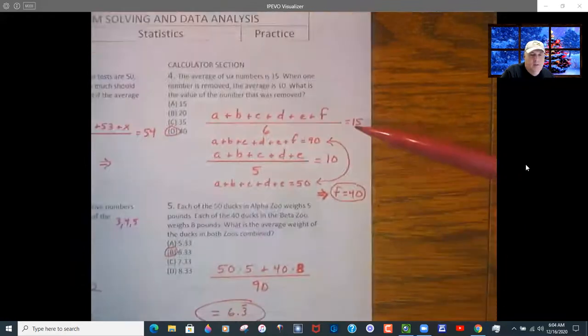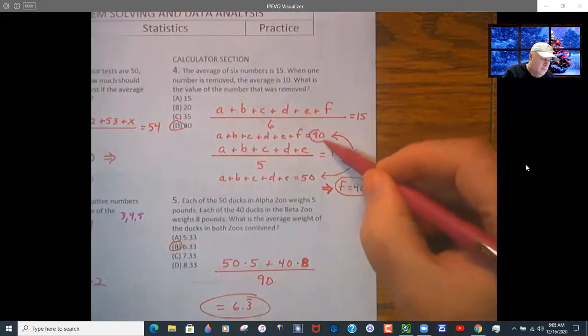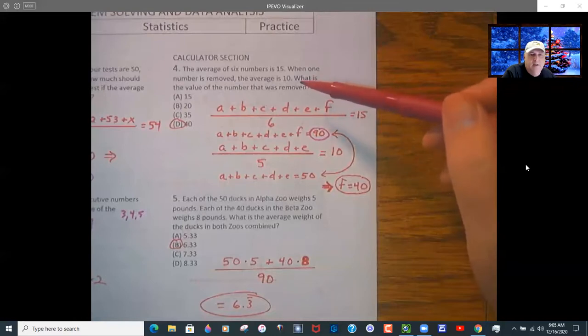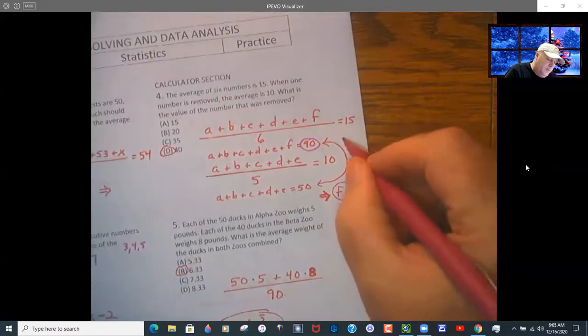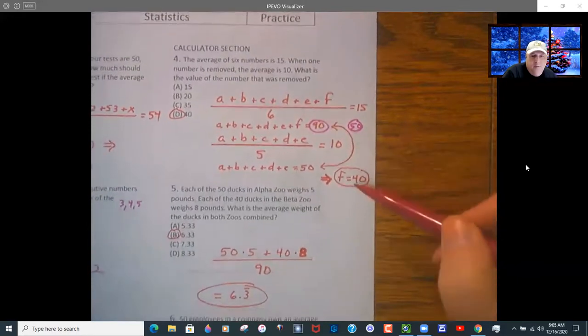All right, so here, I kind of really made this more difficult than it was. The average of 6 numbers is 15. So their sum is 90. That's right here. When one of the numbers is removed, the average is 10. So now the sum is 10 times 5, which is 50. Okay, so what is the value of the number that was removed? So the new sum is 50. I don't have that anywhere, but we'll put it right here. So it must be that you removed a 40.